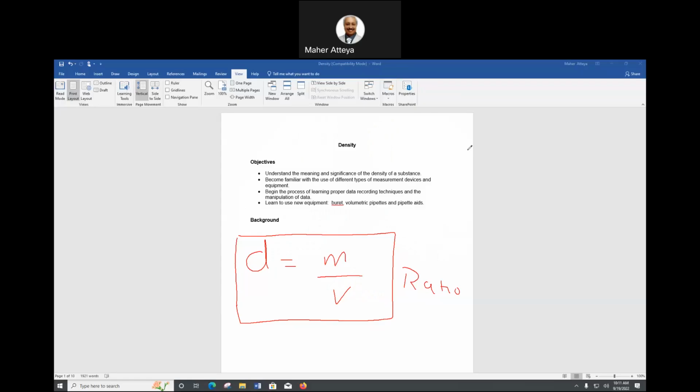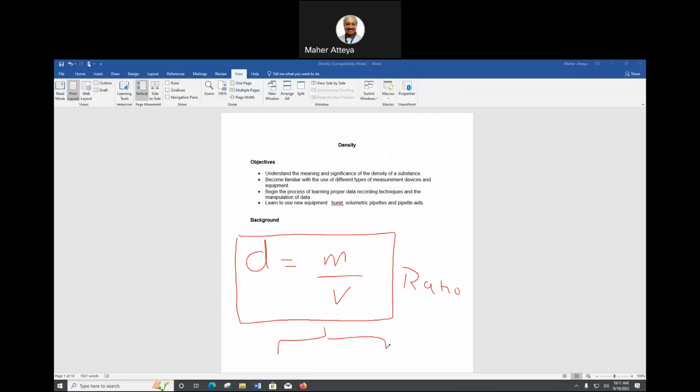Let's start here. So density is mass over the volume. This is a ratio. From this main formula, I can get two more formulas.